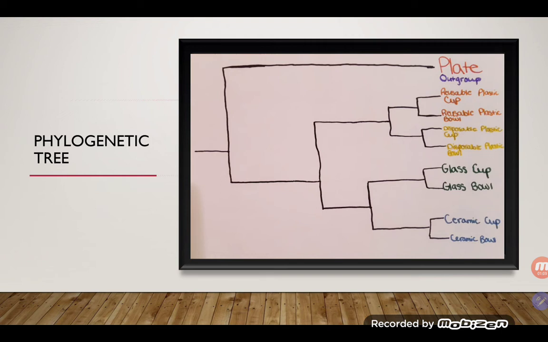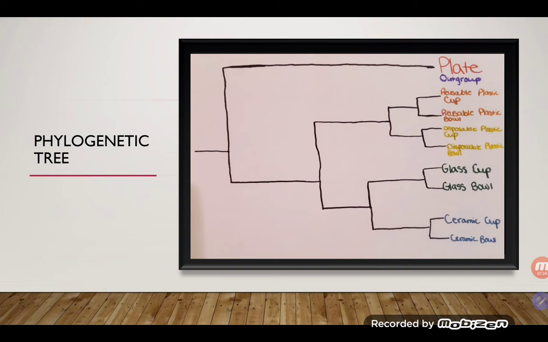It is seen that plastic diverged from ceramic and glass first. This shows that ceramic and glass are more closely related to each other than they are to plastic. Evolution through divergence and the splitting of one line into two is called cladogenesis. Each split in the tree that becomes a new group is an example of cladogenesis.